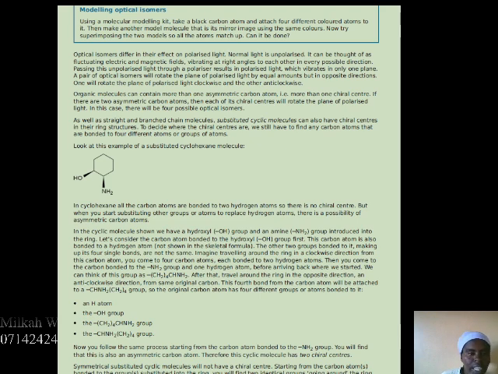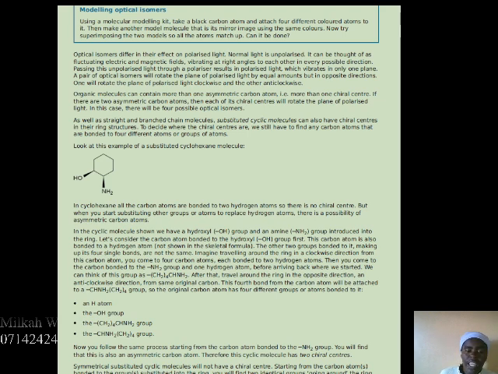If you have organic molecules that contain more than one asymmetric carbon, that means they have more than one chiral center. If there are two asymmetric carbon atoms, each chiral center will rotate the plane of polarized light, so in this case there will be 4 possible optical isomers. Straight and branched chain molecules, and also substituted cyclic molecules, can have a chiral center in their ring structure, for example this one shown here.